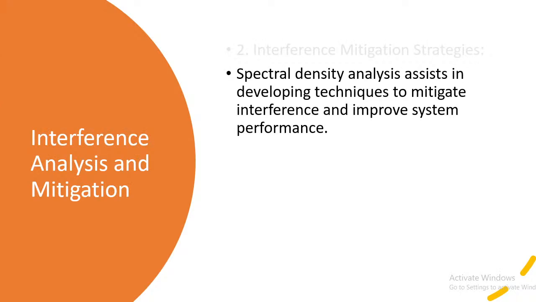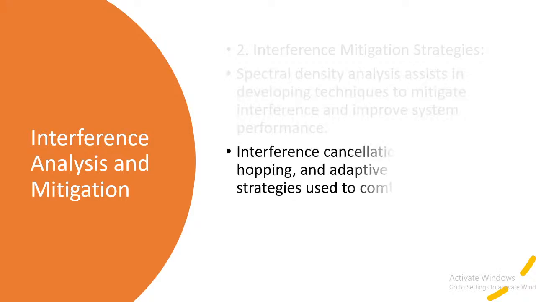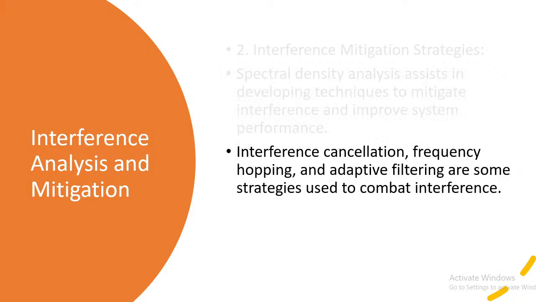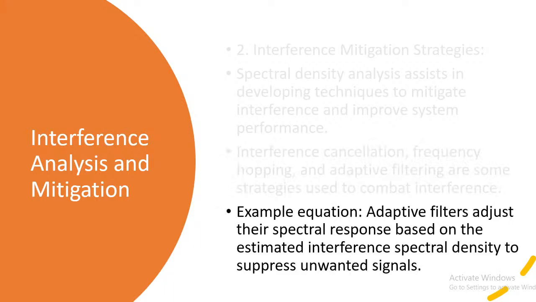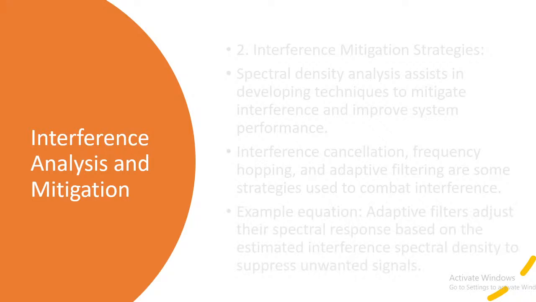The spectral density analysis helps in developing techniques to mitigate interference and improve system performance, because when you mitigate the interference, you can improve the system performance. Interference cancellation, frequency hopping. Frequency hopping means jumping from one frequency to another frequency. So you are working at one frequency, you go to the other frequency, which is not continuous. So two discrete frequencies, and you jump from one to the other. Then using adaptive filtering, the filter adapts itself depending on the system requirements. These are some strategies. Example is adaptive filter design. Next.